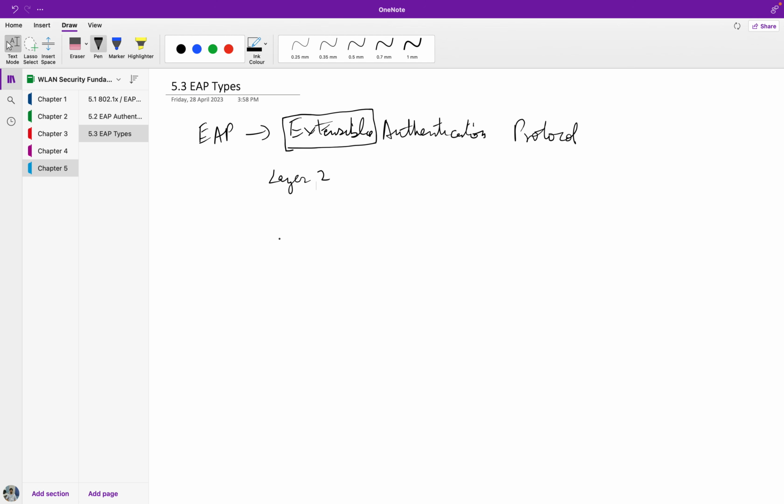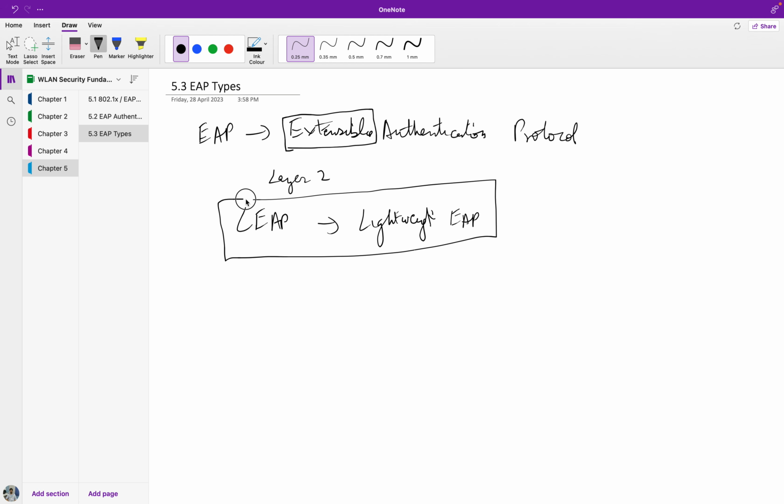Cisco's lightweight extensible authentication protocol is also called LEAP. LEAP is Cisco proprietary. Let's say lightweight EAP, for example. I'll just take lightweight EAP. This is just one example, but this is Cisco proprietary. Nobody else can use it. It has to be used with Cisco's infrastructure.